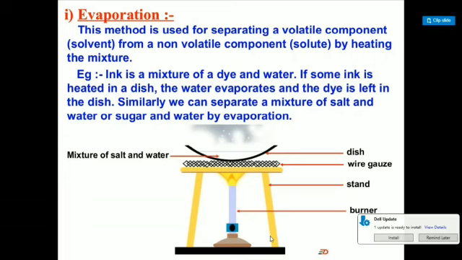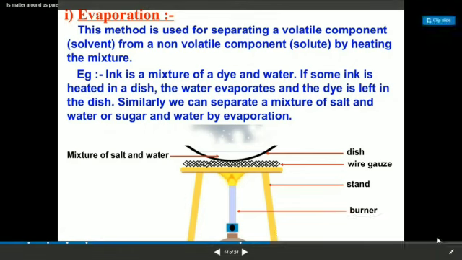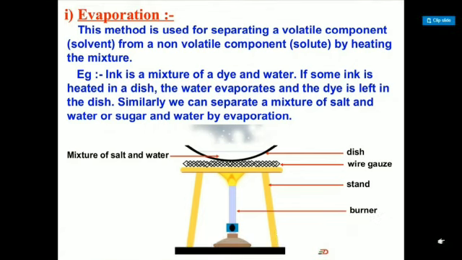The diagram which you draw for this is given. A mixture of salt and water is taken in a dish, which is also called a petri dish. In the lab, a wire gauze is used to heat the dish, so it is not heated directly. There is a tripod stand here, and after that the burner is given.